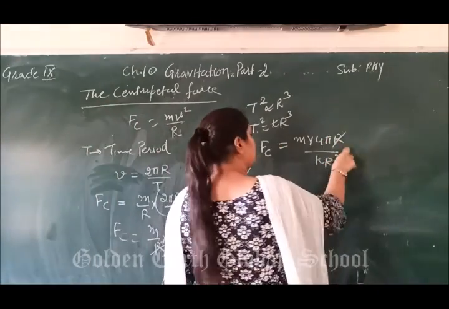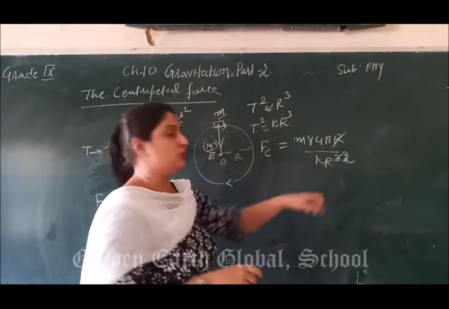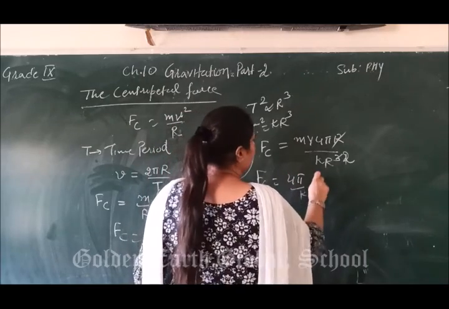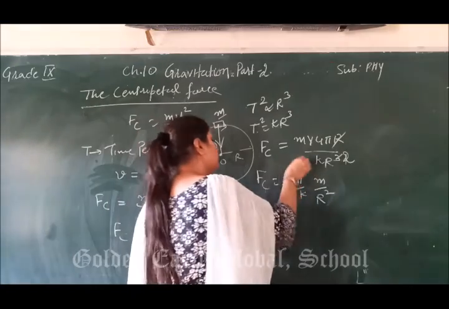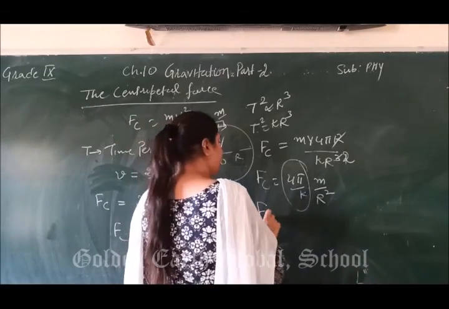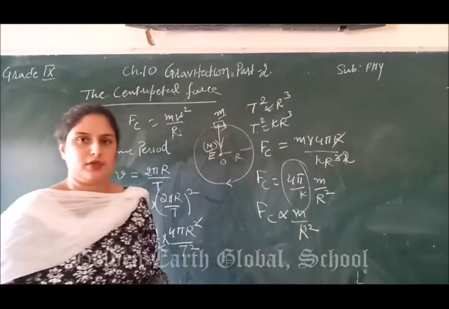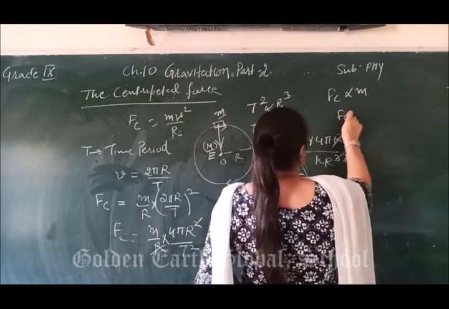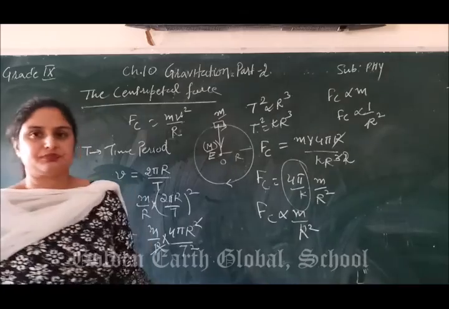From here, one R cancels with the cube, and you are left with R square. So Fc will be equal to 4 pi square by K into M upon R square. We are left with this. Now 4 pi square by K is again a constant. Now I can write Fc is proportional to M by R square, or Fc is proportional to M and Fc is inversely proportional to capital R square.